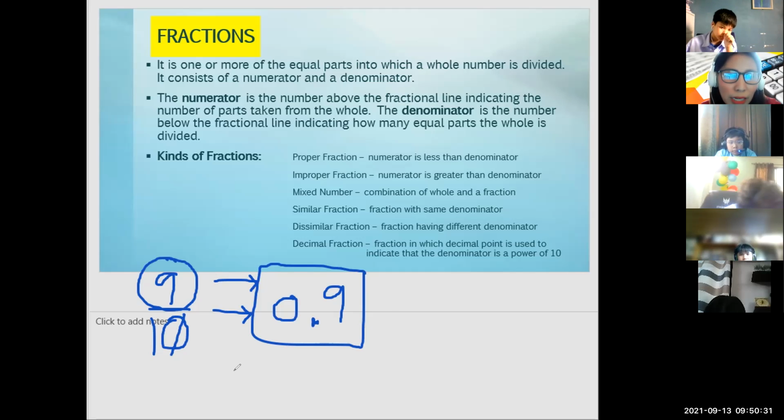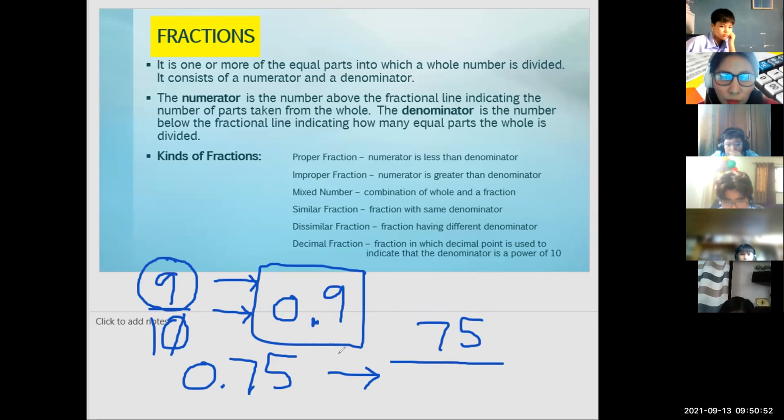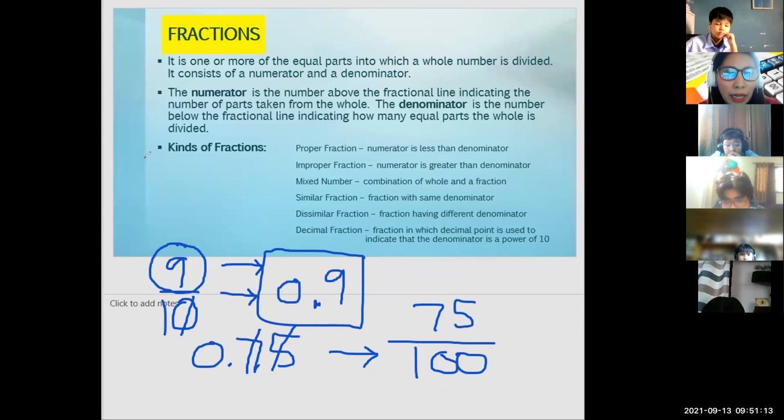Okay. Other examples, let's say on the same book, on your example on your book, we have 0.75. How are we going to convert this one into a fraction? Just copy the given number 75. And then how many zeros are we going to write? 2, right? Kasi 1, 2. There are 2 digits. So 1, 2, and then 1. So 75 over 100 is the same as 0.75. Nakuha, class?